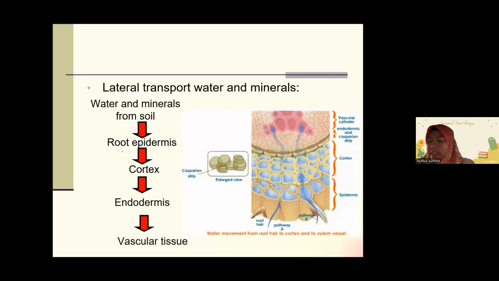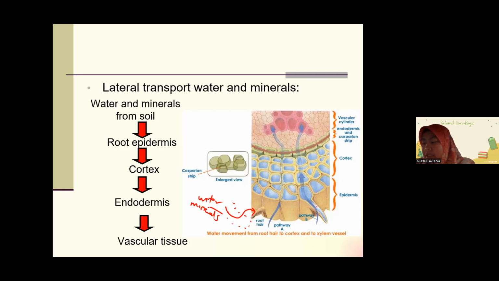All right. Started from the soil. So let's say this is soil. The soil contains water and also mineral. The water and mineral from the soil will be absorbed by the root epidermis of the root hair. Then from there the water and mineral will be transported into the cortex.